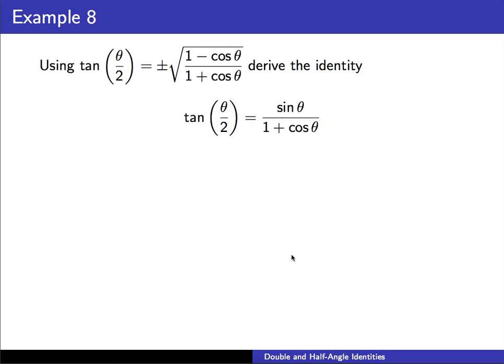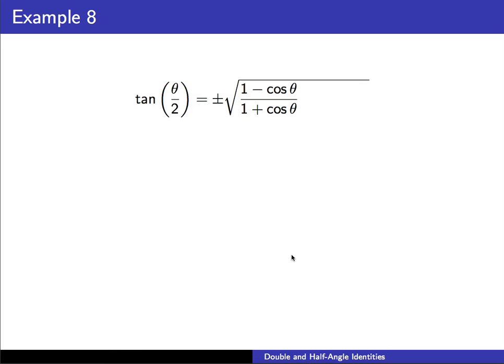Example 8, use the tangent of theta over 2 equals plus or minus the square root of 1 minus cosine theta over 1 plus cosine of theta to derive the identity tangent of theta over 2 equals sine of theta over 1 plus cosine theta. Let's start with 1 minus cosine over 1 plus cosine inside of a square root. We're going to multiply the numerator and denominator by 1 plus cosine in this case. If we multiply by 1 minus cosine, we'd get the other alternate version of tangent of theta over 2.